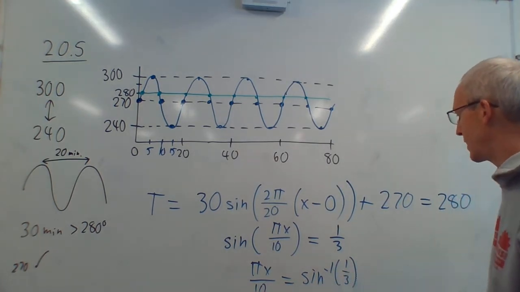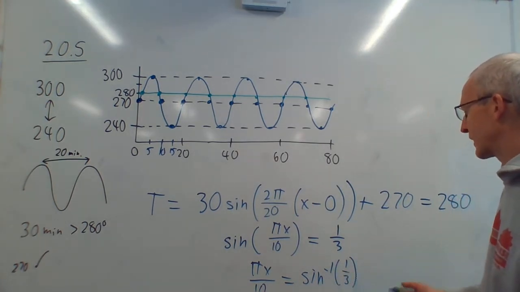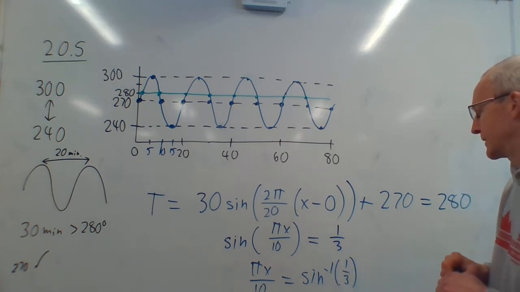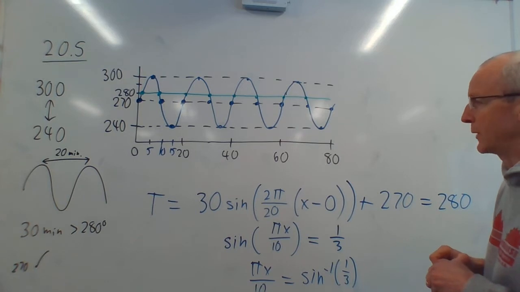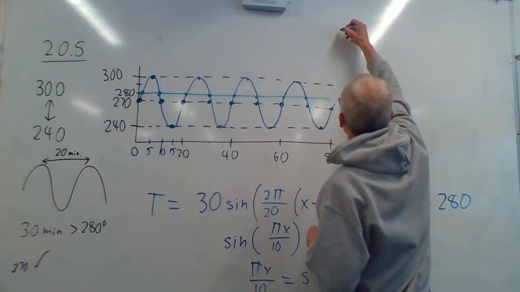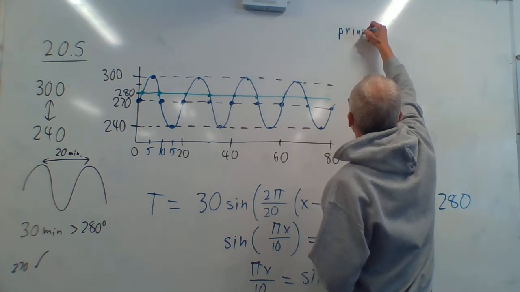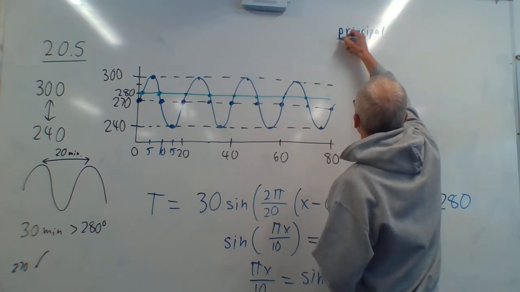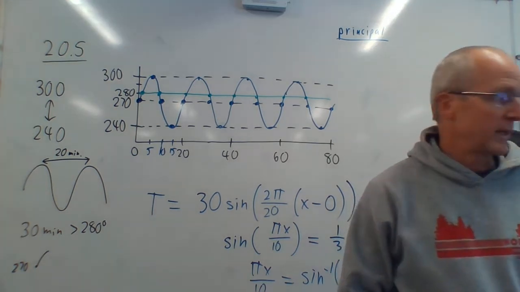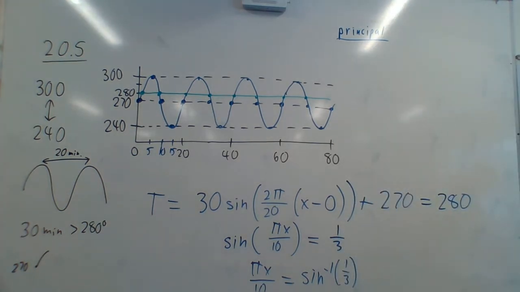So already I did this wrong. Well, kind of. I haven't taken the inverse sine yet, so we're okay, I guess, so far. Okay, now we have to do the two solutions. So let's do the principal solution first, of course. That's what your calculator spits out. So we take what your calculator spits out, and I don't know what that is, so I'm going to have to get a calculator.